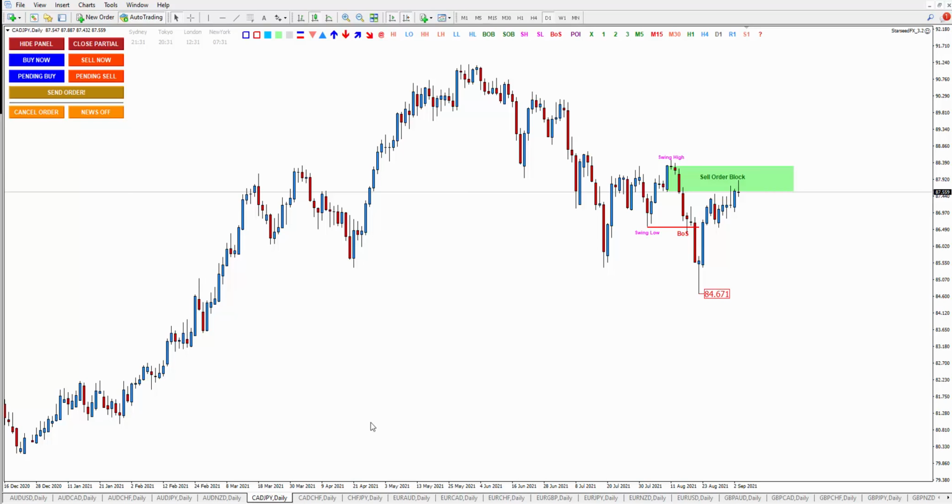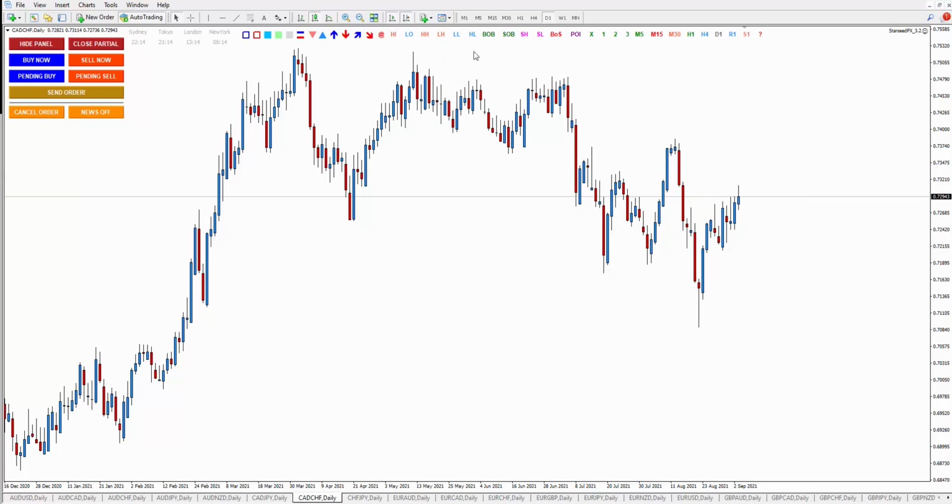Alright, so let's continue to Canadian Swiss franc. Canadian Swiss franc, the last breakout was over here. I think it was about a few weeks ago. So this is the break of structure. This is our swing high. Here is the swing low, and the order block is the last bullish candle before the breakout happened, and it hit a stop loss if you were a swing trader here.